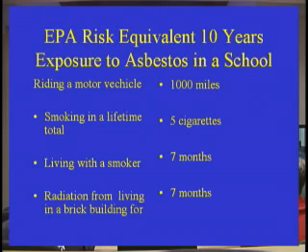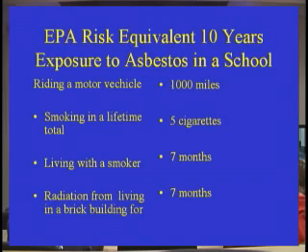Smoking in a lifetime, about 5 cigarettes. That's what the risk is equivalent to. So most of us in our teenage years, when we tried doing things, I'm sure most of us had tried the equivalent of 5 cigarettes. We didn't think that was very risky. Living with a smoker, well, for a period of 7 months. There is a risk if you're living with a smoker long term. Your risks for lung cancer are elevated. But we accept that as an acceptable risk in our society.